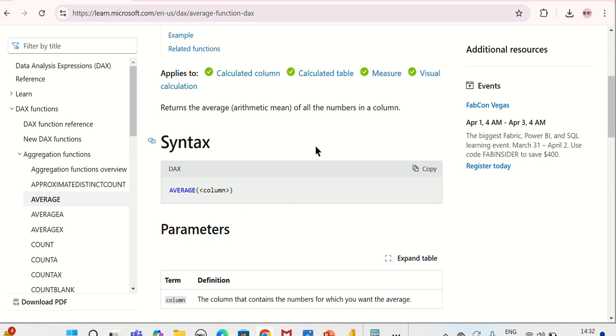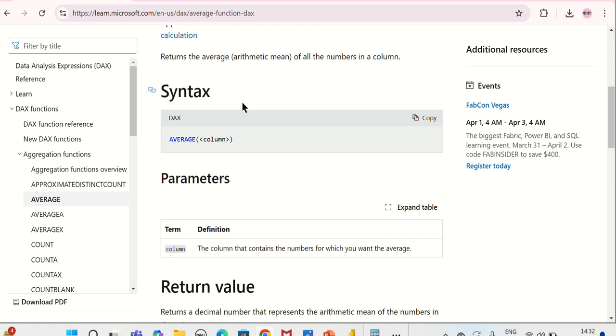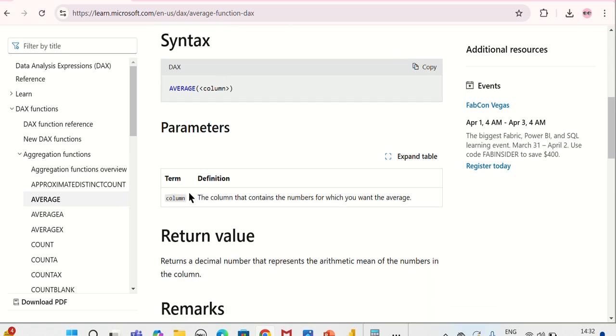Let's imagine you have data of an employee. Take an example employee called Suresh. You can calculate the average salary of any specific person. This is the syntax of AVERAGE. AVERAGE is the function, and we select what average we are looking for: sales, quantity, or any other average.